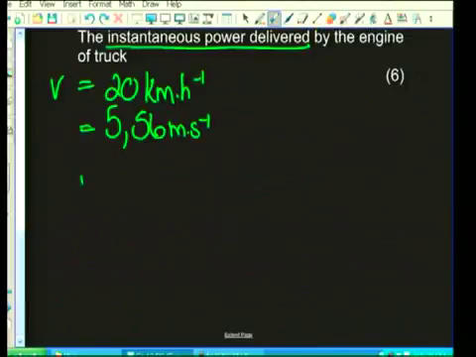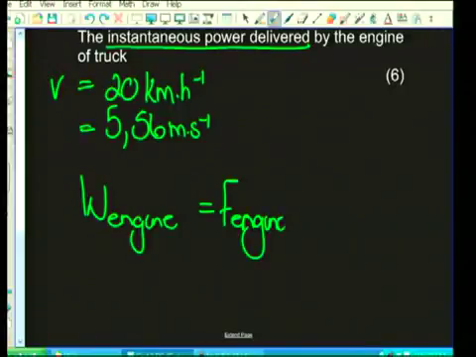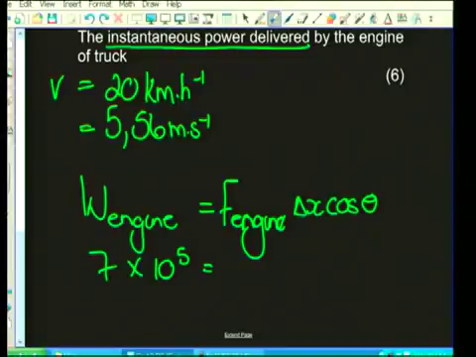So, work done by the engine is equal to the force of the engine times the distance it travels times cos theta. Okay, great. Work done by the engine, 7 times 10 to the 5. Force of the engine, that's what I want. So let's write that just with a little e for now. It went 23 meters. Because, well, the engine's pulling it up the slope. Because going up the slope, theta is 0.